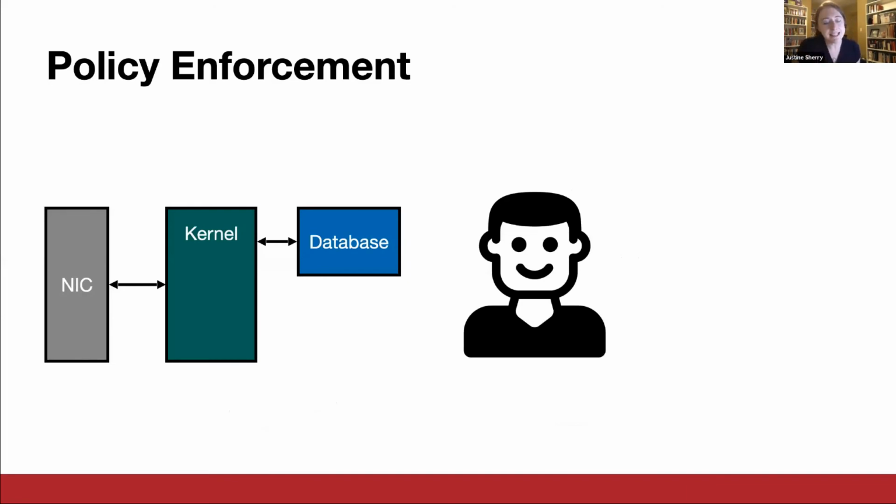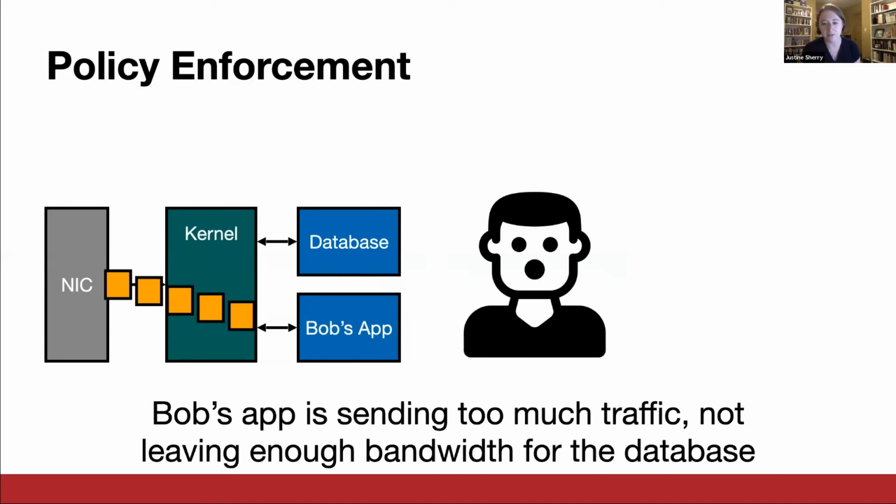Okay, so in this example, we have a NIC, we have a kernel, we have a database. We're in the traditional world. And the database has some very important functionality. It's customer facing, lots of people are using it. Bob, the intern, shows up on his first day and installs this application. And he's sending a ton of traffic. And unfortunately, this is dominating the NIC bandwidth, and there's not enough capacity for the database.